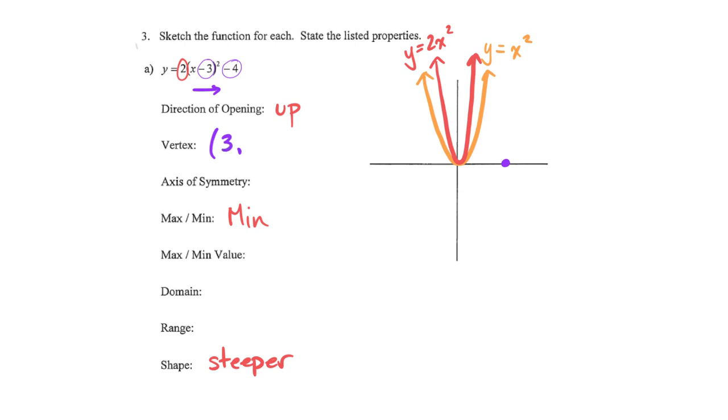But then at the same time, we can see that minus 4 on the end, and I know that that minus 4 is a vertical shift. It is going to shift my graph down. So that means that my vertex isn't at that purple point, but it's actually down here somewhere. It's at 3, negative 4. Those two shifts give me the location of my vertex.